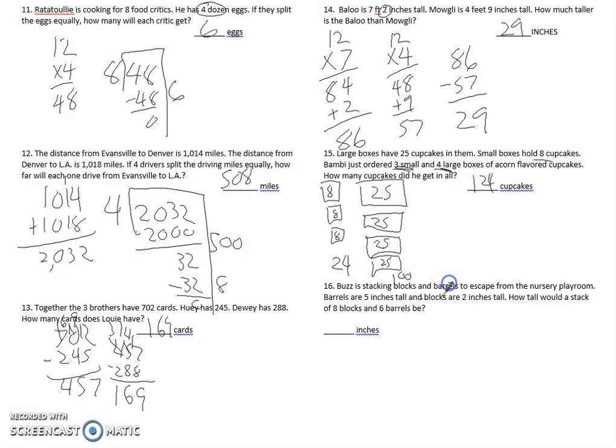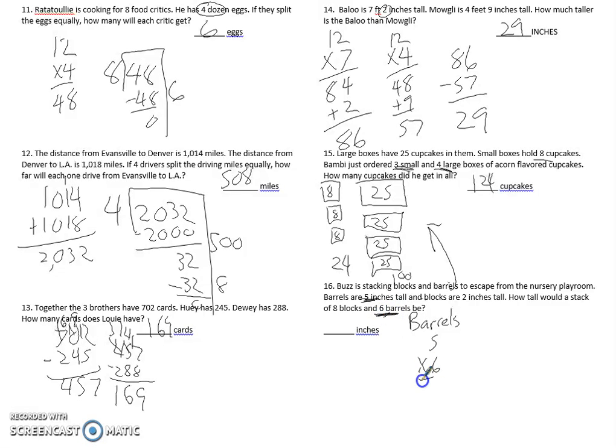Okay. Last one, we got the blocks and barrels we're stacking up to escape. This problem is very, very similar to the one we did here with the large and the small boxes. So, let's see what we got. Barrels are 5 inches tall. So here are my barrels. 5 inches, and I have 6 of them.